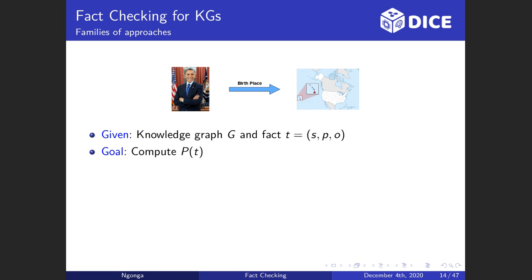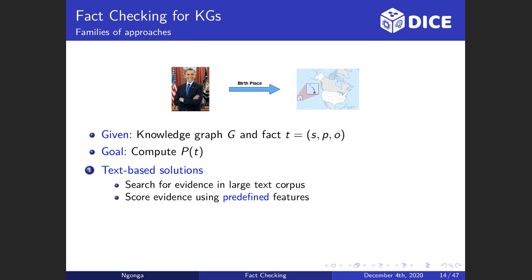So let's ponder fundamentally what we're given. We're given a knowledge graph G, and we're given a fact T. And the fact T consists of three parts: a subject, a predicate, and an object. For example, we can be given the fact that Barack Obama was born in Hawaii. That would be a fact. And what we're interested in computing is P of T, where P is the probability. So we're really interested in computing the probability that T is true. Note that I don't say anything about T being false, and there's a reason for that. I'll talk about that in a second.